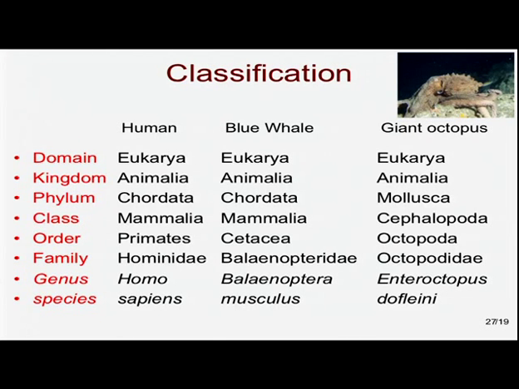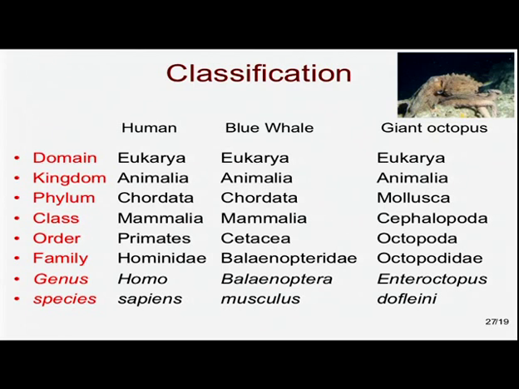Because a tree's a plant, that's not the same kingdom. Okay? The phylum is Chordata. That is the vertebrates, your notochord. So human beings have a spine, and blue whales have a spine, but the giant octopus does not. It doesn't have bones, has no spine. So we are more similar to a blue whale than we are to a giant octopus.